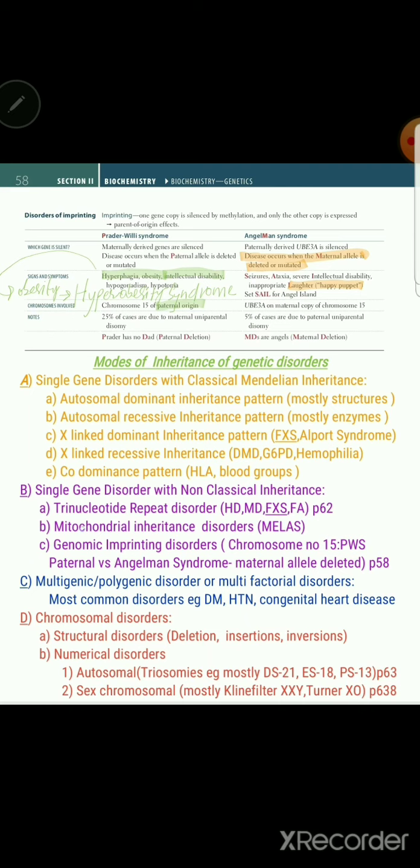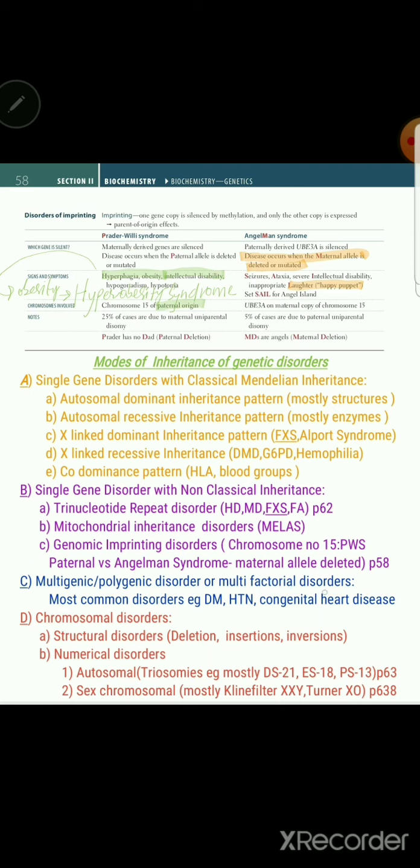The other non-classical inheritance is mitochondrial inheritance patterns. We will see MELAS syndrome in it, a famous example asked often. Then genomic imprinting disorder. There are two disorders given on this page: Prader-Willi and Angelman syndrome, both related to chromosome 15. Both are important. And then moving on to multi-gene or polygenic disorders, which most of the time involve environmental factors, so it is a multifactorial disorder.